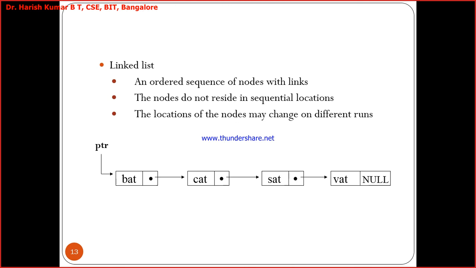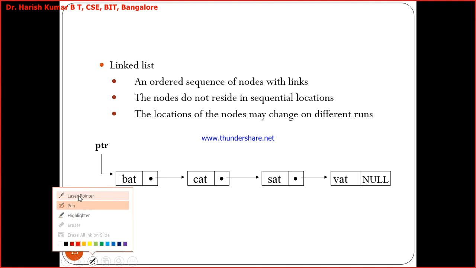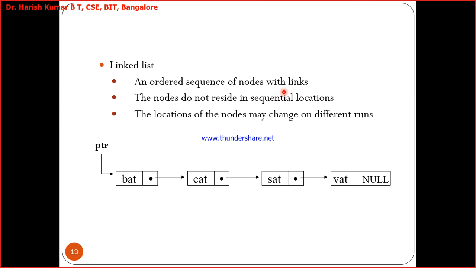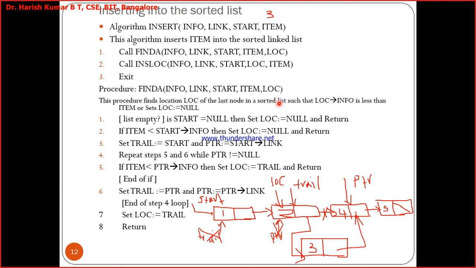Okay, now the linked list, so you have understood it. What is it? An ordered sequence of nodes with links, and nodes do not reside in sequential locations. Here it looks like it is sequential, one after the other, correct? That would mean this is at address 1000 and this is at address 1004, since it is an integer. No, it won't be like that. They can be present anywhere inside the memory.